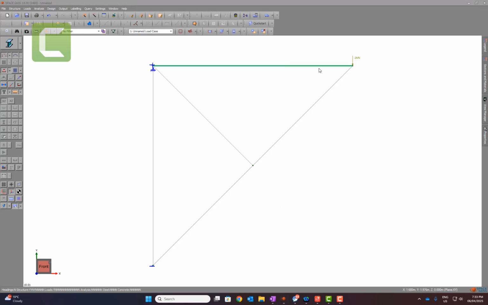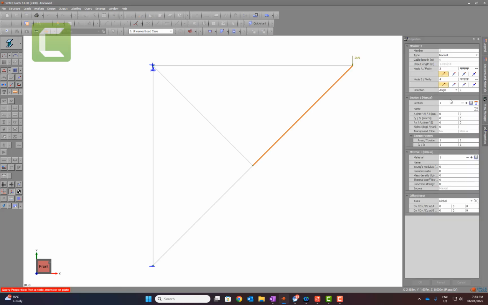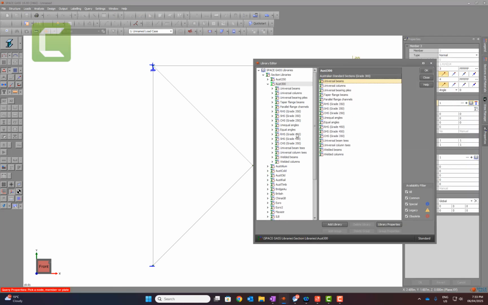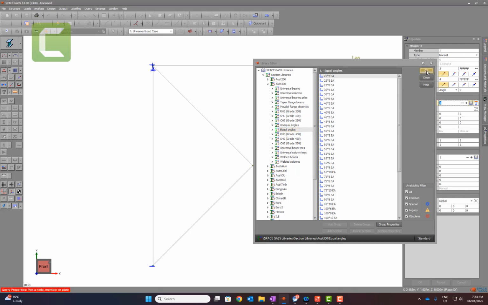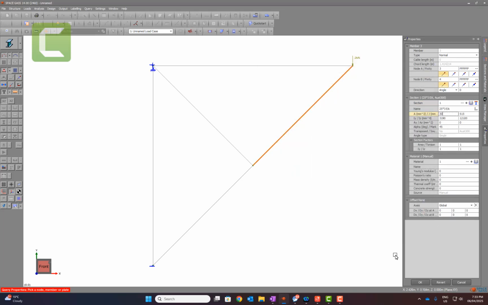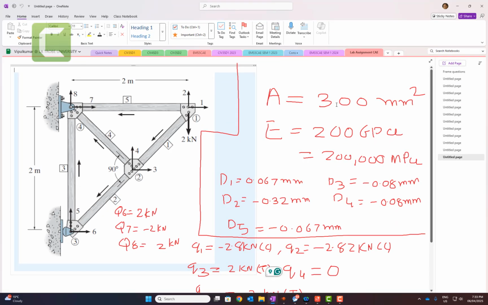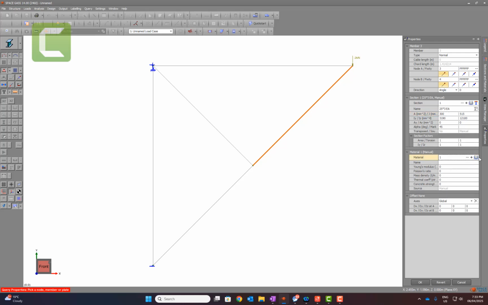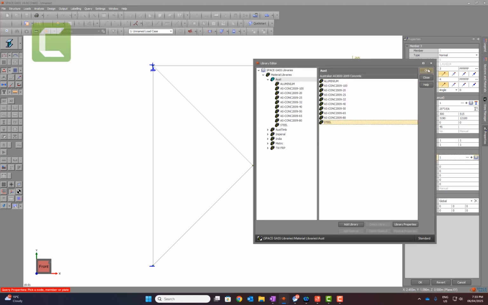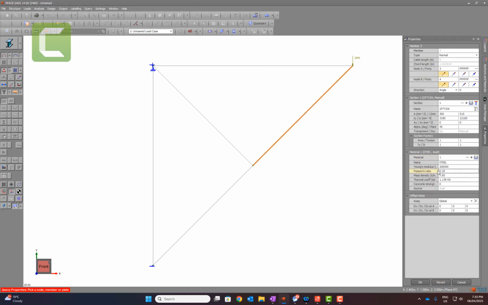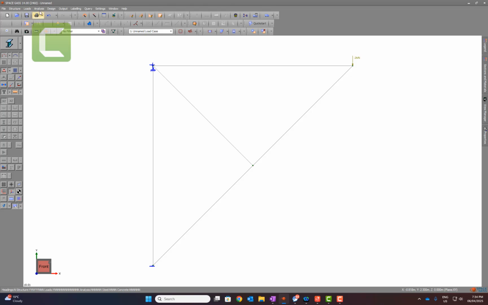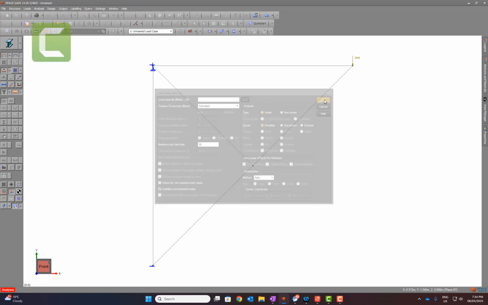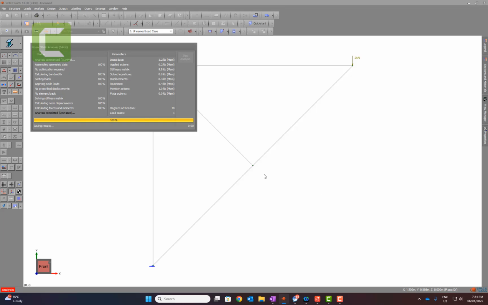We can define the members. We can just provide the cross sections, any cross section will do, but we are going to change the area to 300 millimeters square because that is given here. Area 300 millimeter. Young's modulus is 200 megapascals, so that is still here. You don't need to change Poisson's ratio or any other details, just this Young's modulus and this area 300 that is given in our example. And then just hit the analysis, linear static analysis, hit OK, and the analysis is completed.